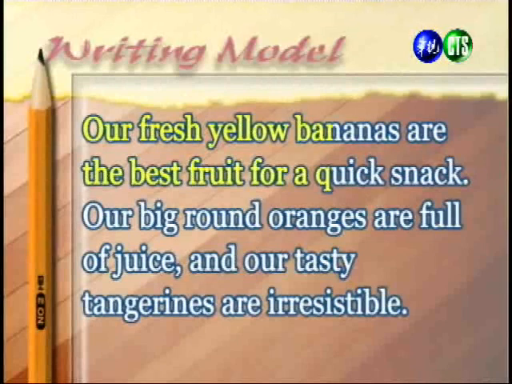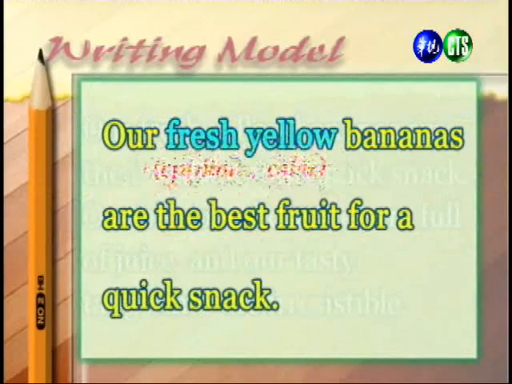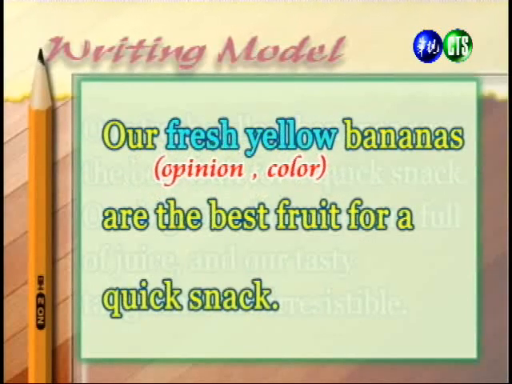All right, let's take a look at a couple more sentences from this writing model. We have a sentence about bananas: our fresh yellow bananas are the best fruit for a quick snack. Here we have fresh and yellow, so this is an opinion adjective, and then we have a color adjective. We have these two adjectives before banana.